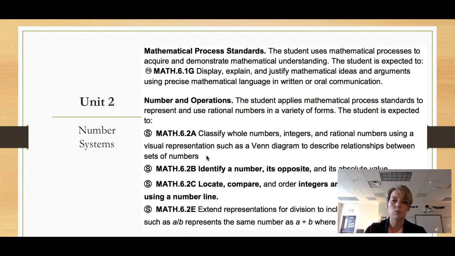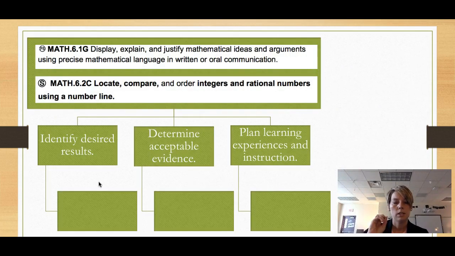Well, that's great that you have these activities and ideas in mind. However, we want to be sure that we're thinking about what they're going to do with that information in relation to the process standard and in relation to the other standards that are there. So let's think about how backward design would look with this unit. I've pulled two standards that we'll be looking at and exploring.